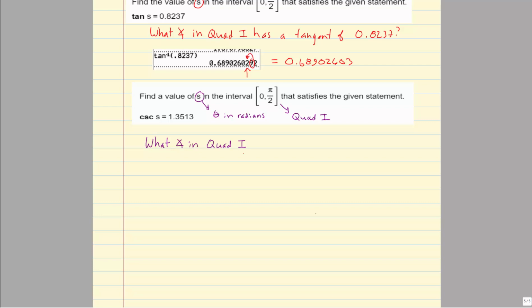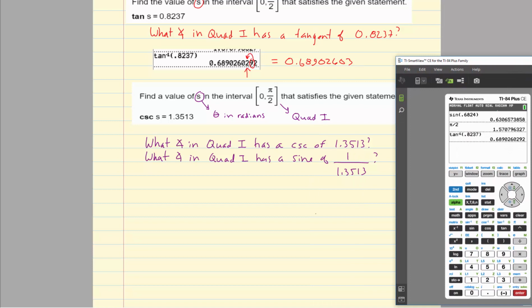So what angle in quadrant 1 has a cosecant of 1.3513? That's my question. Well, the reciprocal of cosecant, if you recall, is sine. So what angle in quadrant 1 then has a sine of 1 over 1.3513? This would be the same question. Well, I don't know the answer to that one either. We have to grab a calculator. It's not a standard angle that I'm aware of.